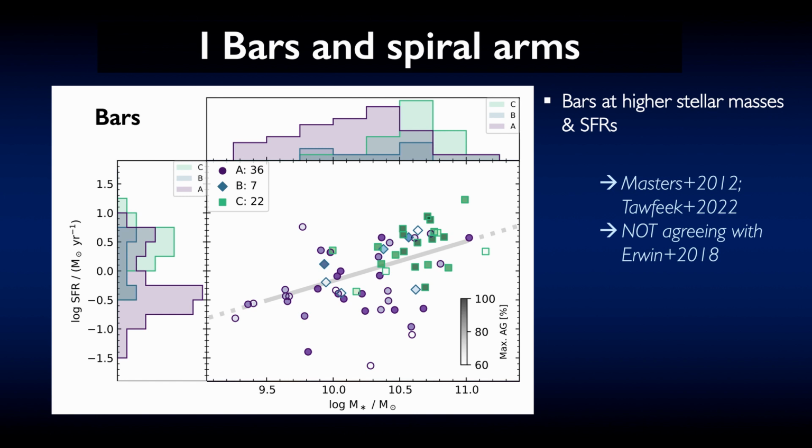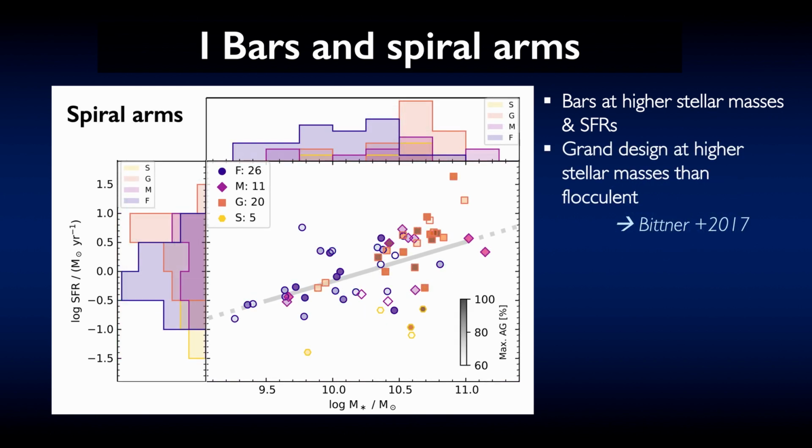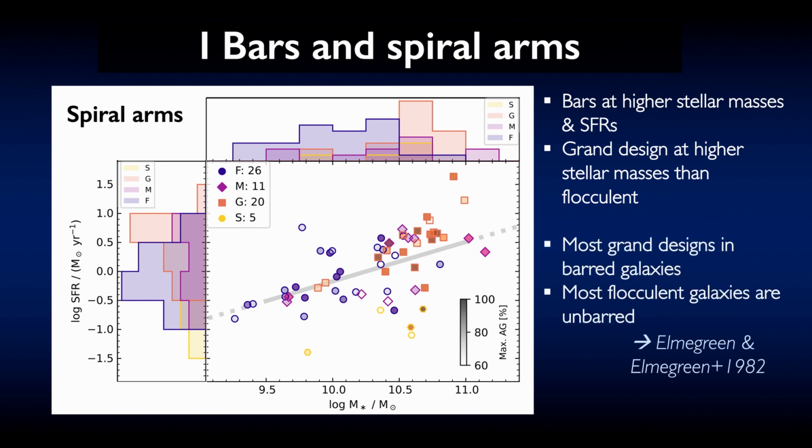If we now have a look at spiral arms, we can see that our grand design spiral arms in orange are at higher stellar masses than the flocculent galaxies in purple. And now it is also unsurprising that most of our grand designs are in barred galaxies compared to the flocculent galaxies, which tend to be in unbarred galaxies. Well, this has been found in the literature based on the stellar distribution as well, but scientists are still not sure what exactly is happening here.